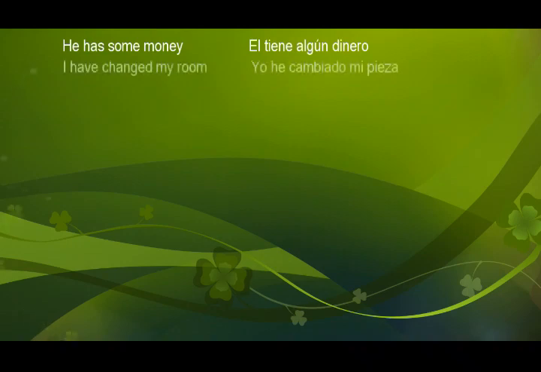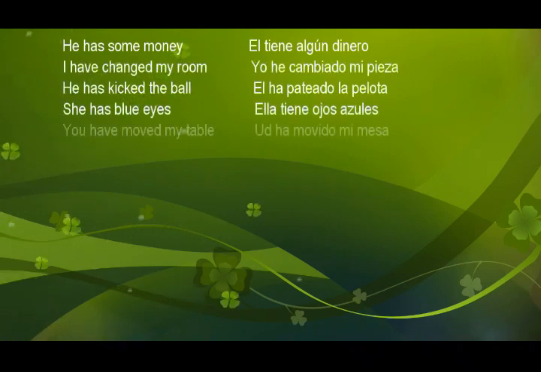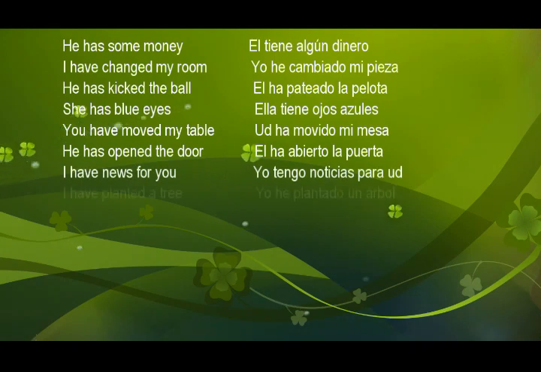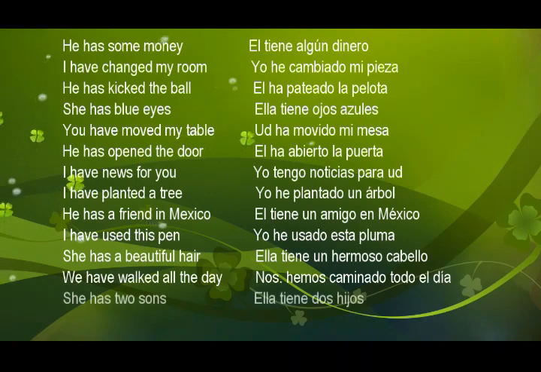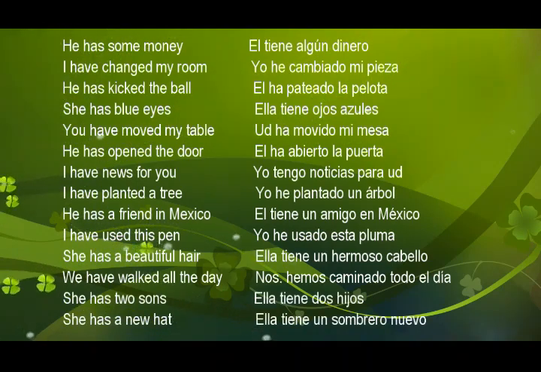He has some money. I have changed my room. He has kicked the ball. She has blue eyes. You have moved my table. He has opened the door. I have news for you. I have planted a tree. He has a friend in Mexico. I have used this pen. She has a beautiful hair. We have walked all the day. She has 2 sons. She has a new hat.